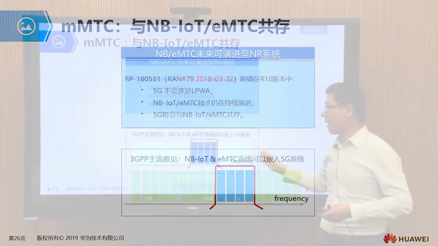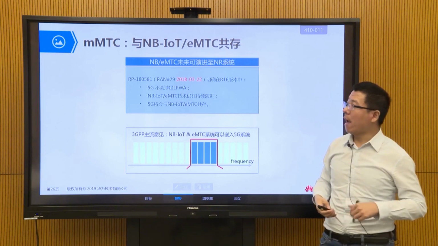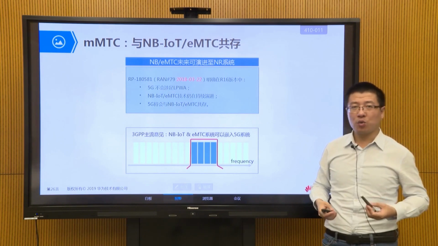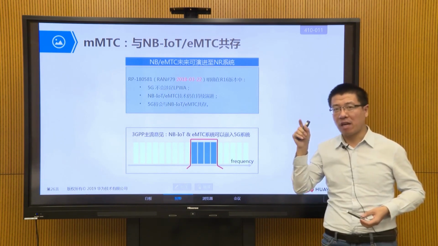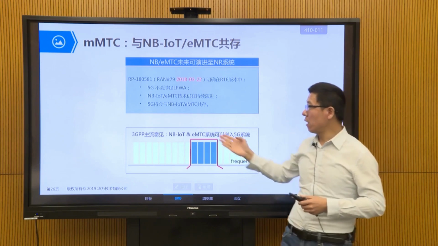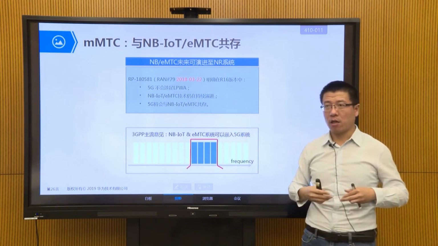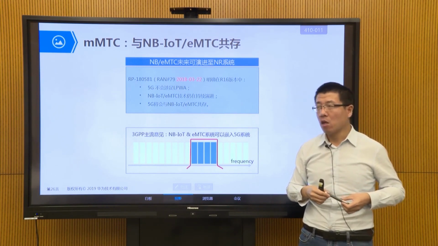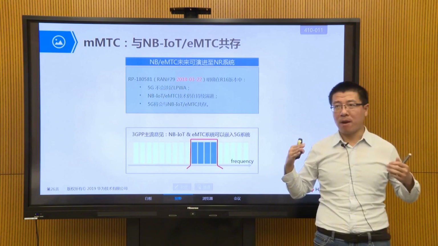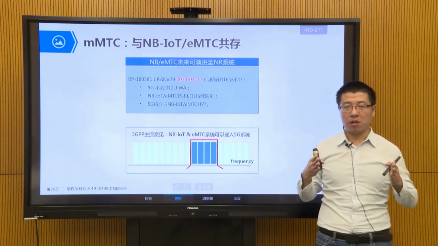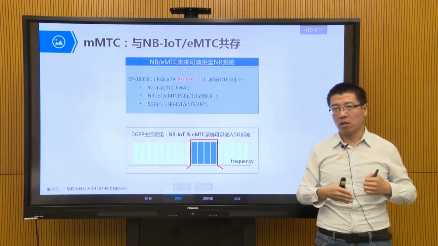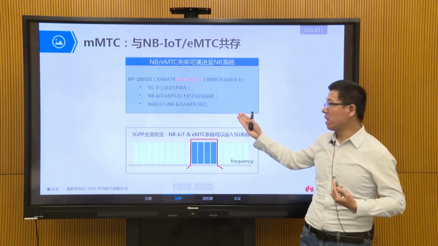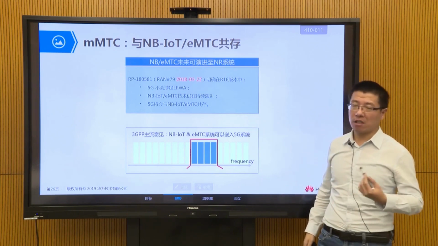At the beginning of the protocol definition, it was considered to be implemented in R16, but later, due to NB-IoT and eMTC, these two existing technologies, including our existing network, having had large-scale deployment, it was considered to delay the mMTC technology, to ensure that telecom operators' previous investments can get some returns. Of course, we will also consider the future forward compatibility and coexistence of NB-IoT and eMTC with 5G.